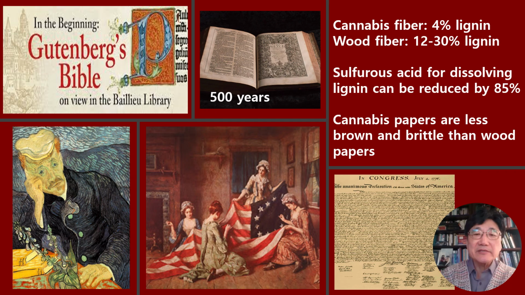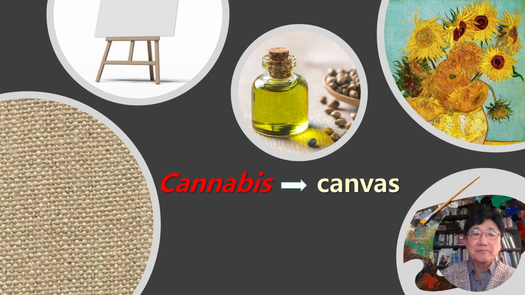Cannabis fiber can significantly reduce the use of sulfurous acid to dissolve lignin by 85%. That is why cannabis paper can be preserved for a longer period. Most canvases are made with cannabis fiber because of its high strength. Cannabis is a genus name for cannabis plants, and the word canvas is derived from cannabis.